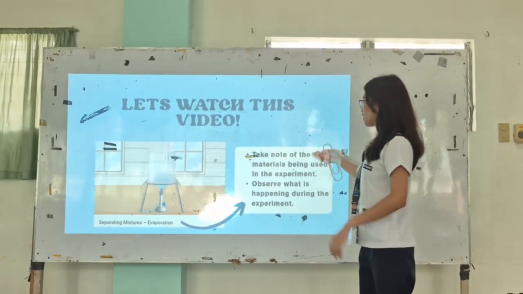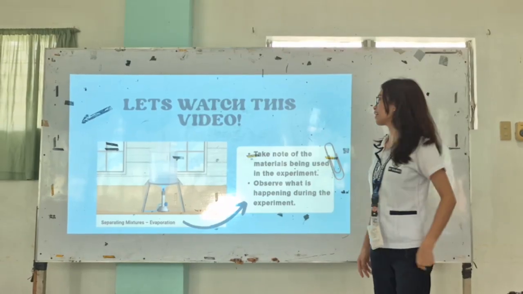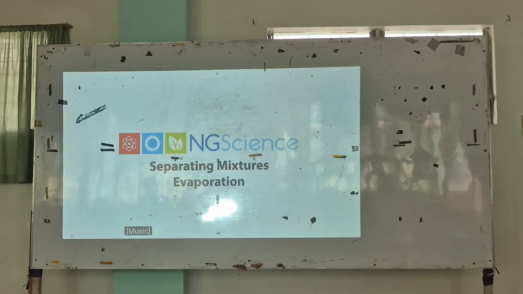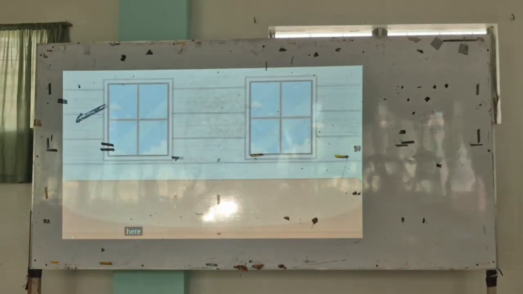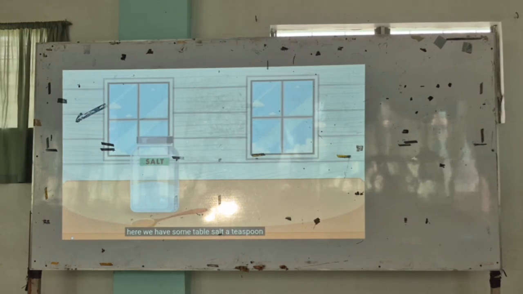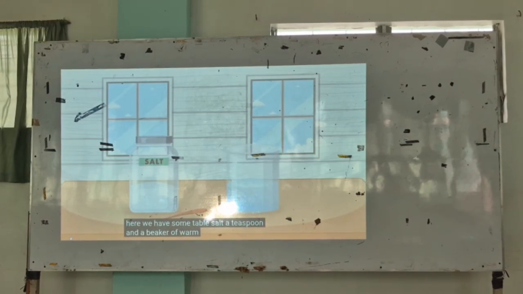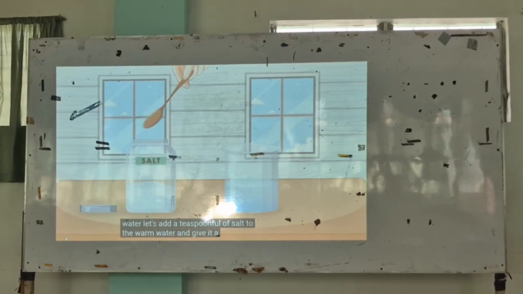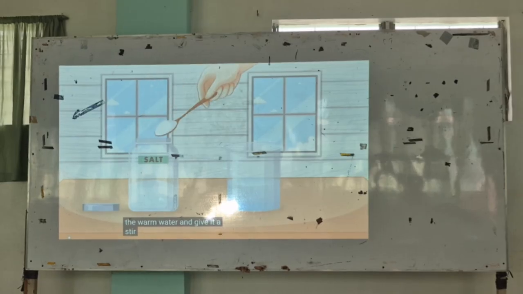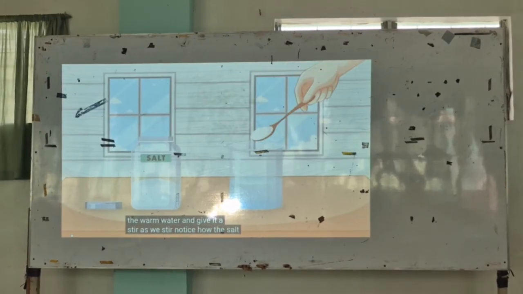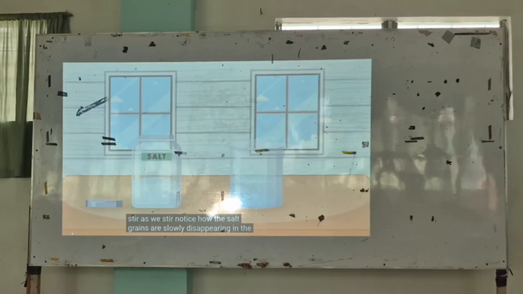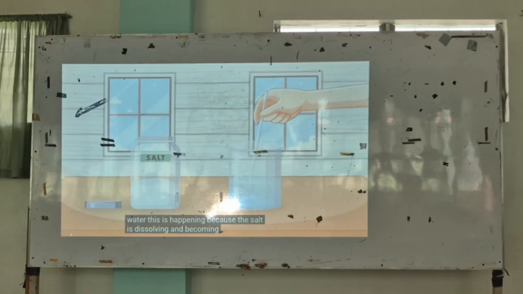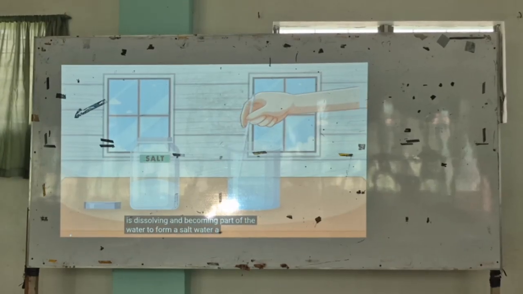And I want you to take note of the materials being used in the experiment. So, here we have some table salt, a teaspoon and a beaker of warm water. Let's add a teaspoonful of salt to the warm water and give it a stir. As we stir, notice how the salt grains are slowly disappearing in the water. This is happening because the salt is dissolving and becoming part of the water to form a saltwater solution.